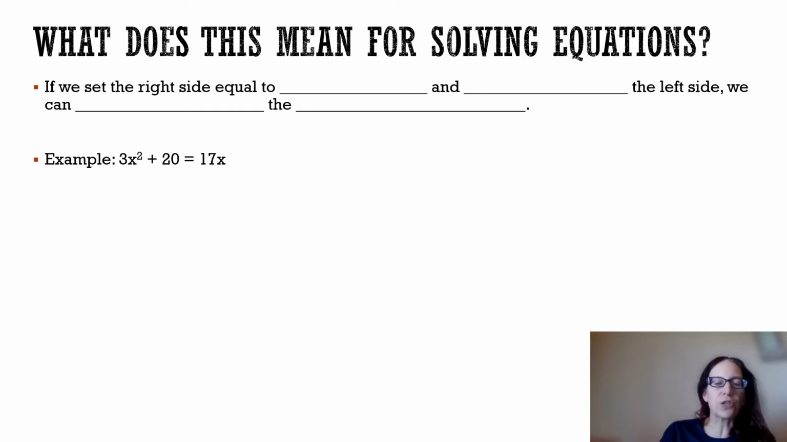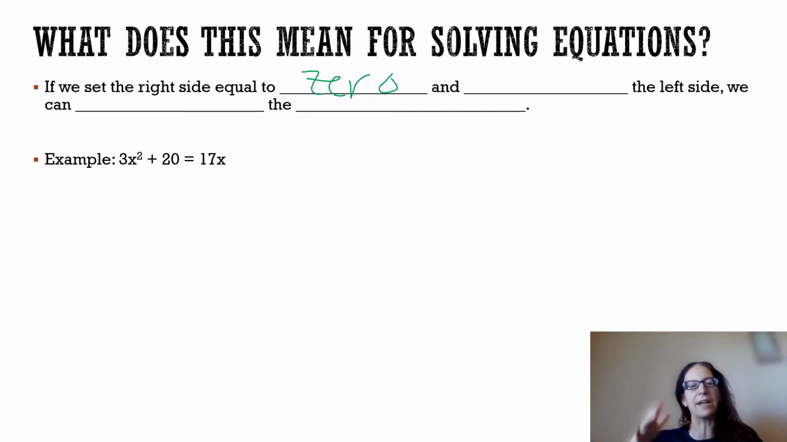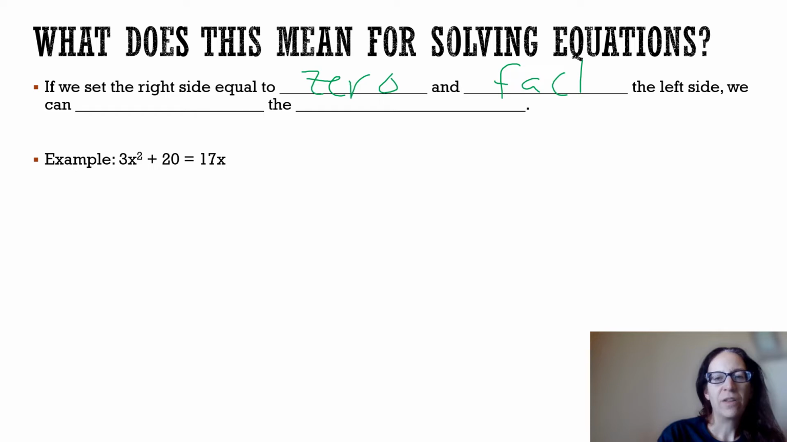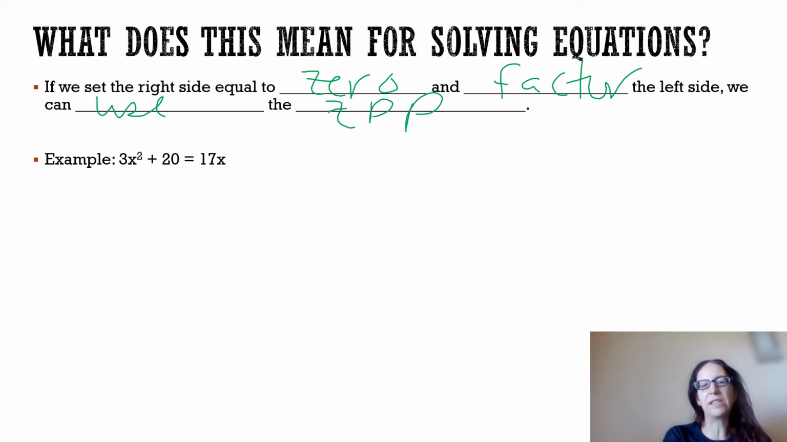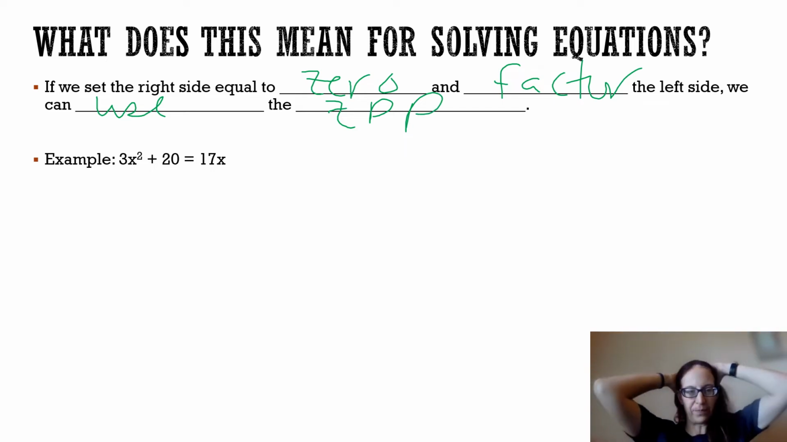All right, so what does this mean for solving equations? How do we tie all of this together with what we've been doing? If we set the right side equal to 0, and I'll just toss out, it doesn't have to be the right side, it just has to be a side. We just often will use the right side. And factor the left side. Again, it could be the right side. Just 0 on one side and then factor the other side. We can use the zero product property, and I'm going to abbreviate zero product property as ZPP.